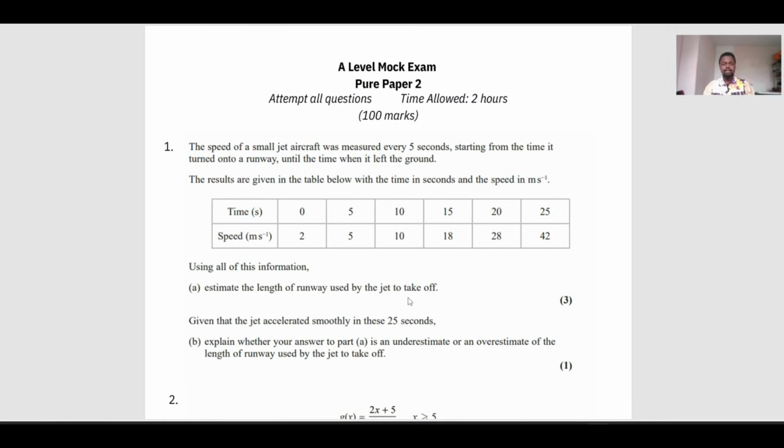We have good weather here, and today I'll be going through the second paper, that's the A-level mock exam. Finally, I'm able to do this video.